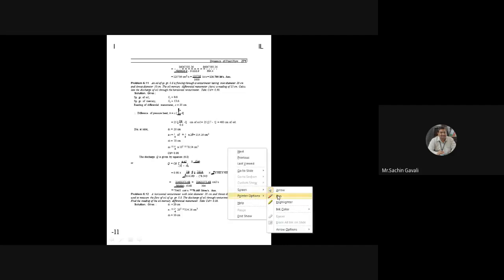Another numerical. So now I will directly tell this numerical. A horizontal venturimeter with inlet diameter 20 centimeter, so D1 is given, and throat diameter is 10 centimeter, is used to measure the flow of oil of specific gravity 0.8. The discharge of oil through the venturimeter is 60 liter per second. So now they have given the discharge. Find the reading of the oil-mercury differential manometer. Take CD is equal to 0.98.